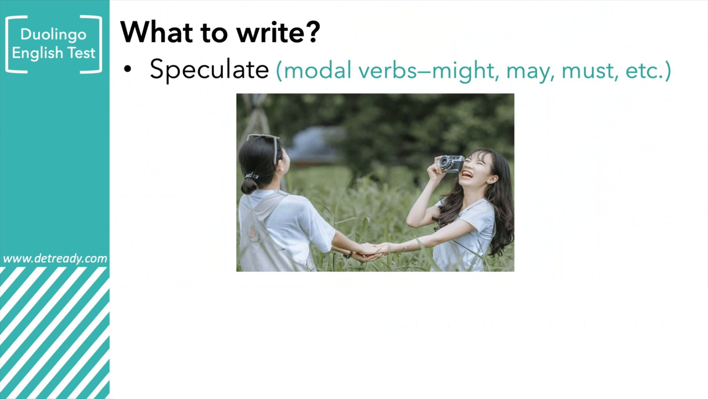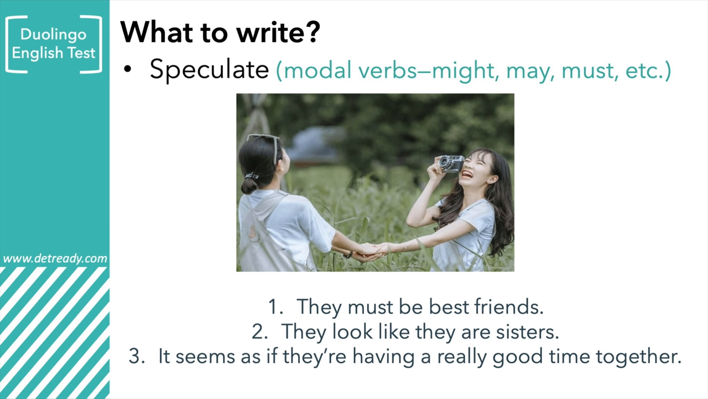So to speculate. Speculate basically means guess. So you can use modal verbs like might, may, must, or it seems, it looks like, anything like that. So here's the same photo, and here are three different examples where I have speculated. Number one, they must be best friends. Number two, they look like they are sisters. Number three, it seems as if they're having a really good time together. So that is how you can speculate.